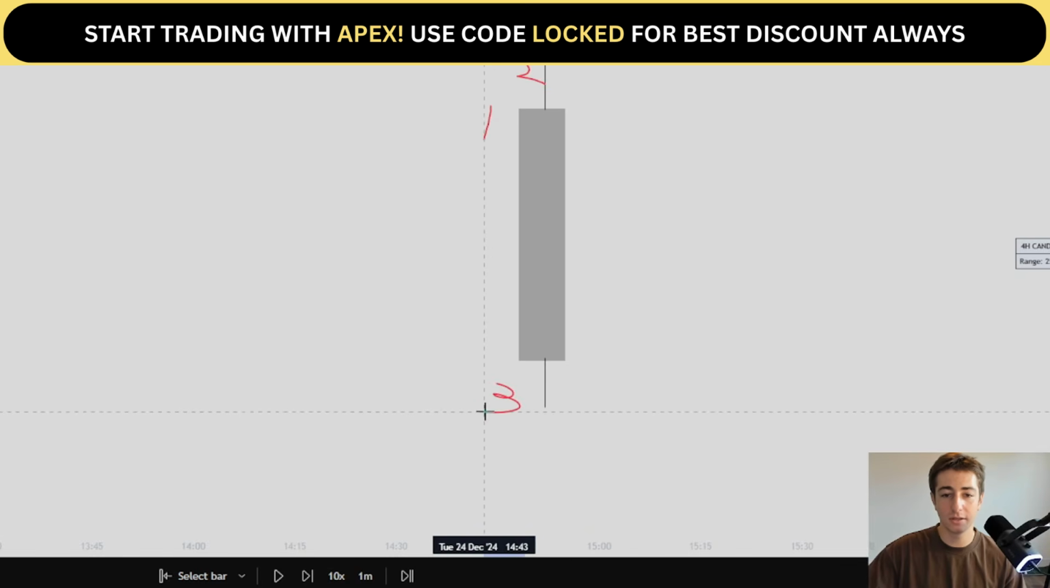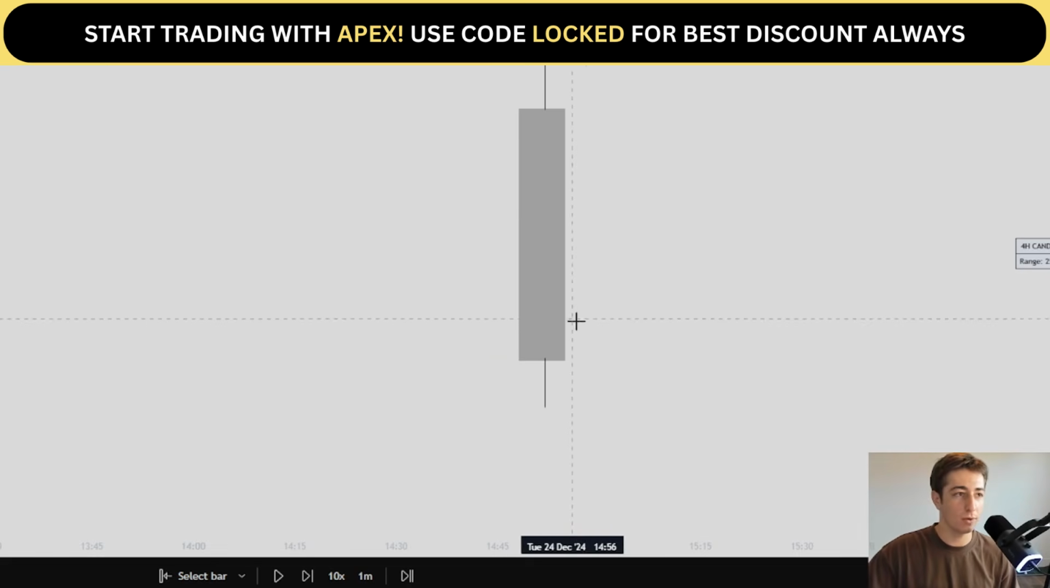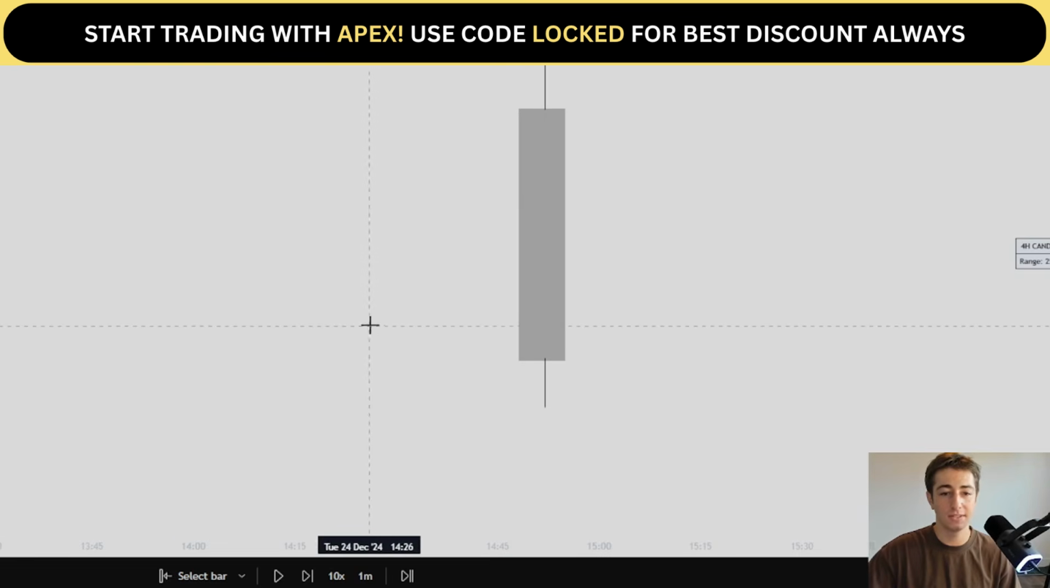This is step 3, making your low. And this is step 4, which is closing, okay? Now that we understand that, we can go ahead and look at, well, how do we actually trade this? How do we pair this with time and price?